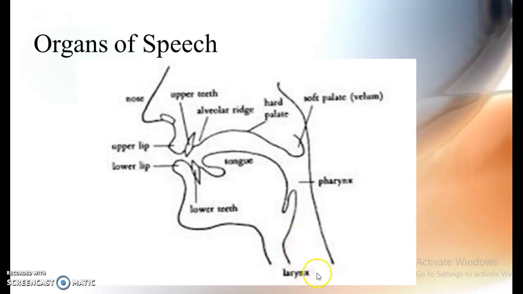So here you have the larynx. From here, see the airstream, it moves towards the pharynx. Okay, and then finally you have a cup-like structure over here, which is the epiglottis, and then here you have the tongue. Now these are the different speech organs. Now all these organs play a vital role in producing each and every sound.